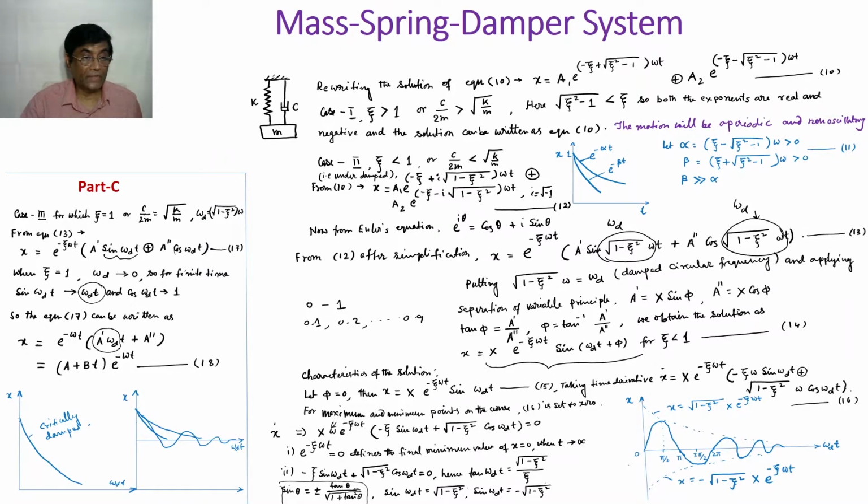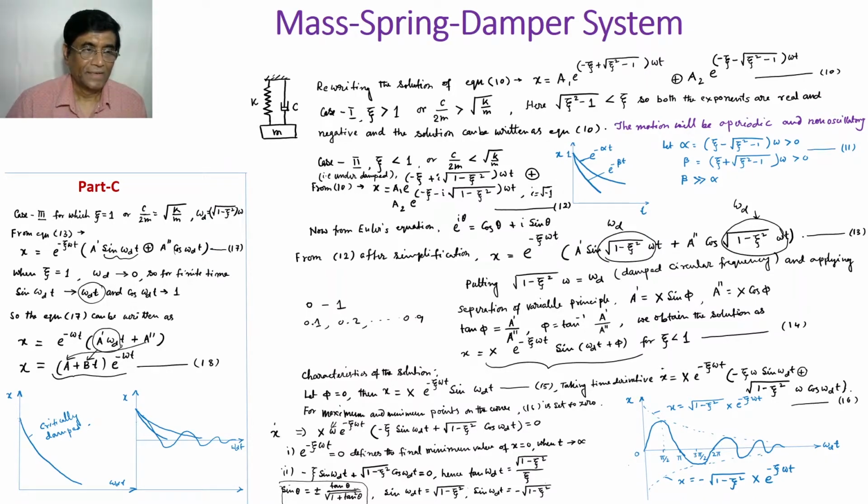Now here you see, I can write this as a constant a, this constant b, and this as constant a. They are two distinctly different constants now. So x equals a plus bt, e to the power minus omega t. This is the more logical and correct solution for the critically damped situation. Two different, arbitrary constants are there.